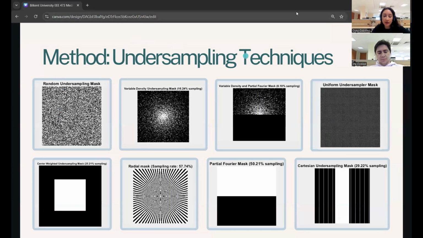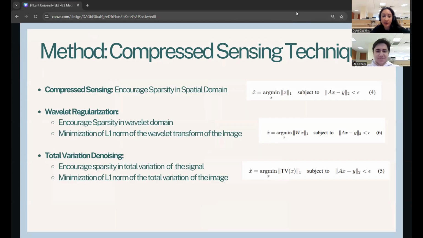These are some of our results from the masks of the undersampling techniques. The uniform undersampler samples 50% of the data at regular intervals, whereas random undersampling, for example, samples at random intervals, about 50% of the k-space. And I also briefly went over the other samples. Efe will be talking about the other methodology.